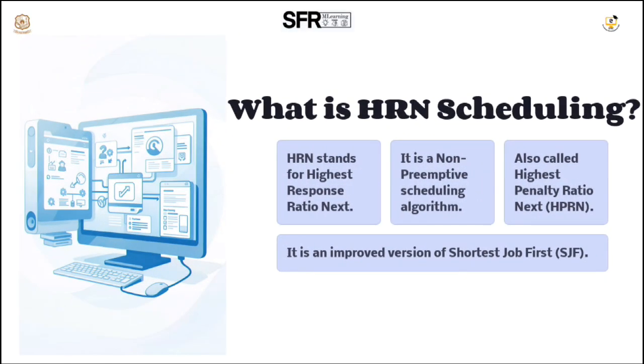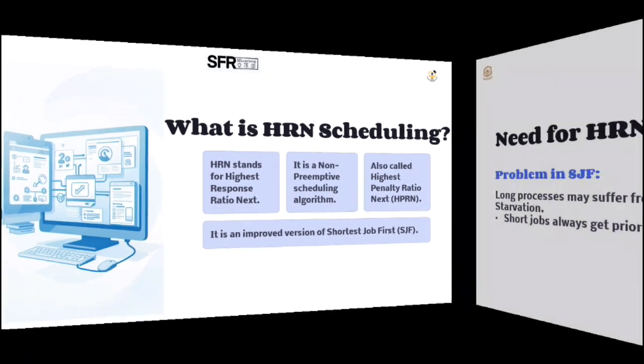What is HRN scheduling? HRN stands for highest response ratio next. It is a non-preemptive scheduling algorithm, also called highest penalty ratio next. It is an improved version of shortest job first.